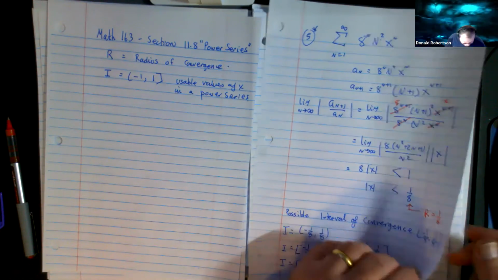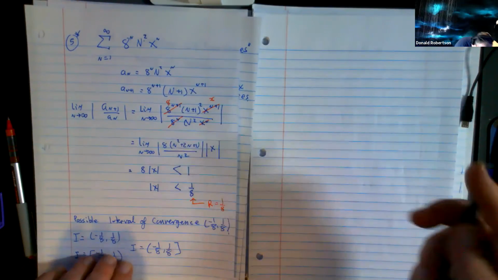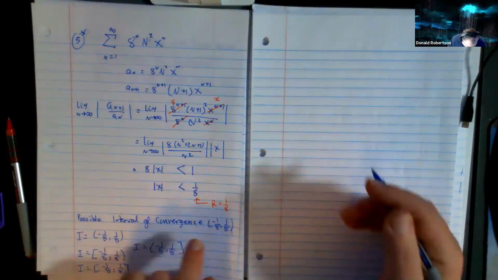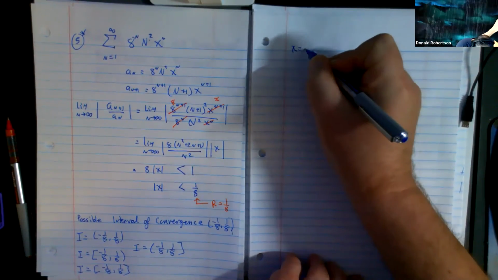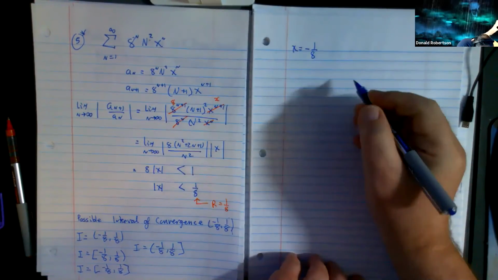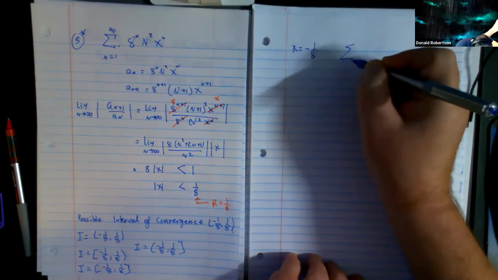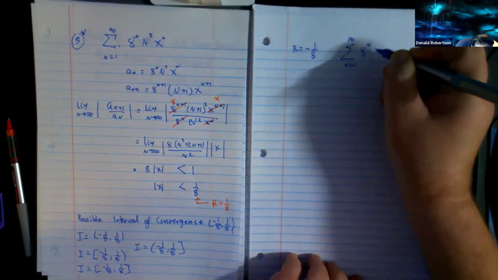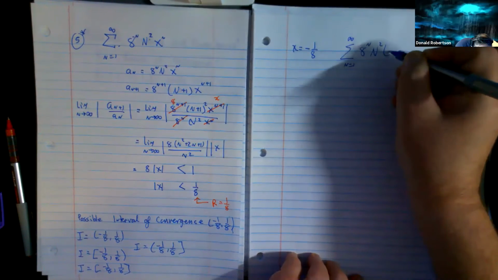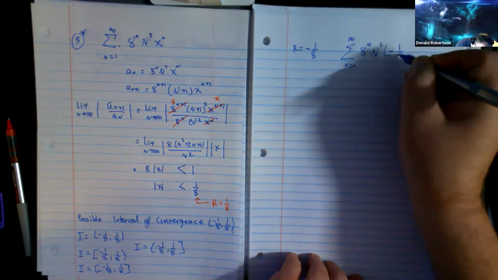So we test the endpoints. And these are called endpoints. So let's see what happens when x is -1/8. This series has the x replaced by -1/8.